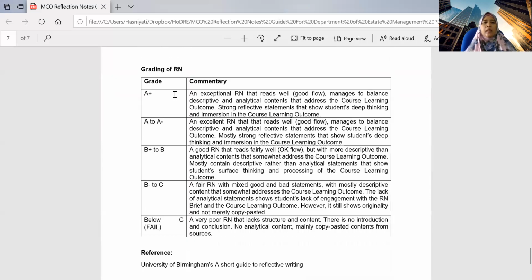So this is the grading of your reflection notes. We have A. A is an exceptional note that reads well. We have good flow.